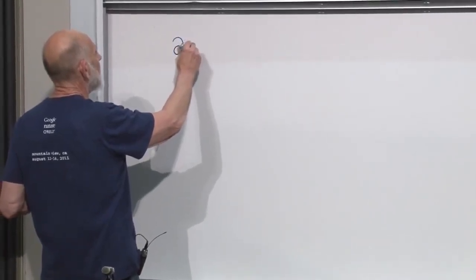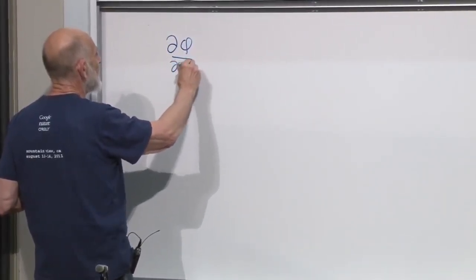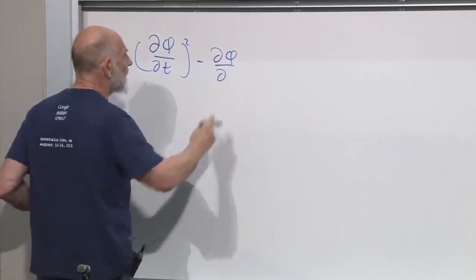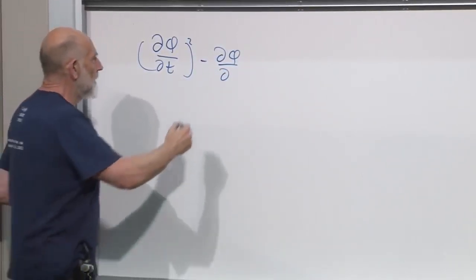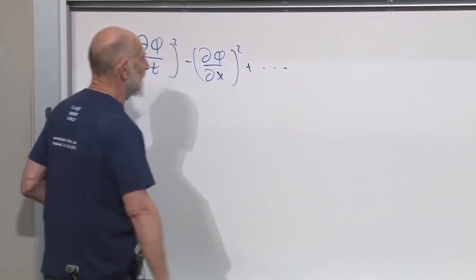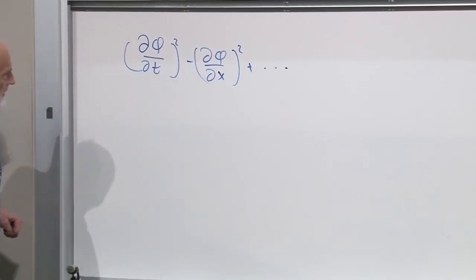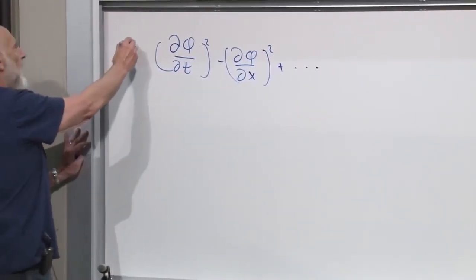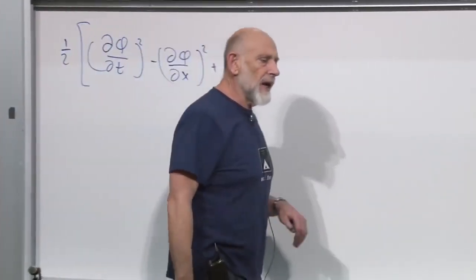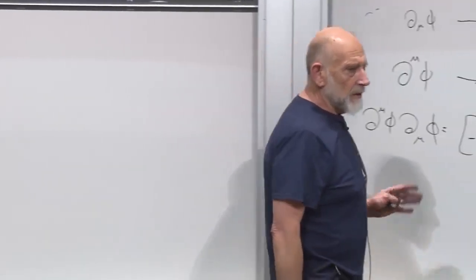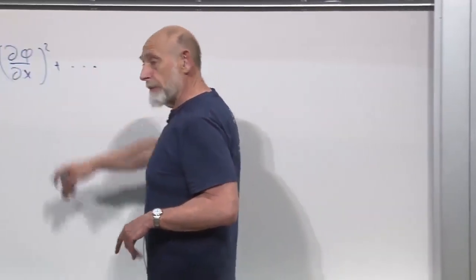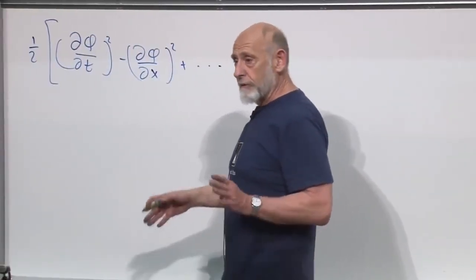Here it is, d phi by dt squared minus d phi by dx squared. Now I'm going to write it out in detail, also y and z. I'm not going to write down the y, they come in with the same sign as this. We always put a 1/2 there in front of the whole thing. Okay. And I'm going to add one more term. The one more term is also a scalar. It does not involve derivatives. It's a function of phi.